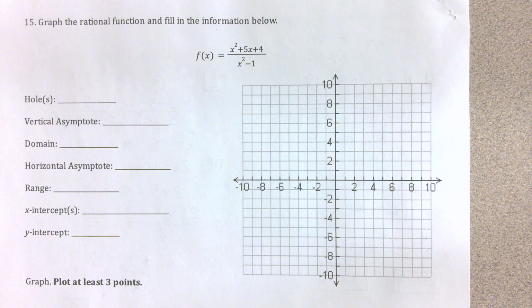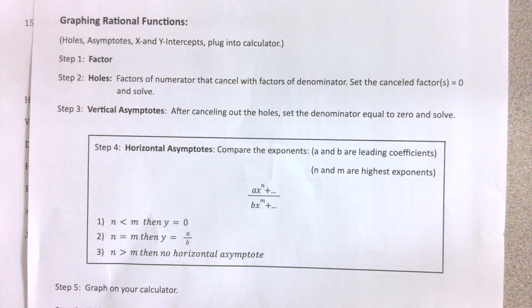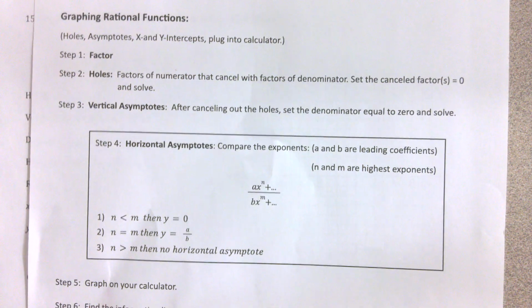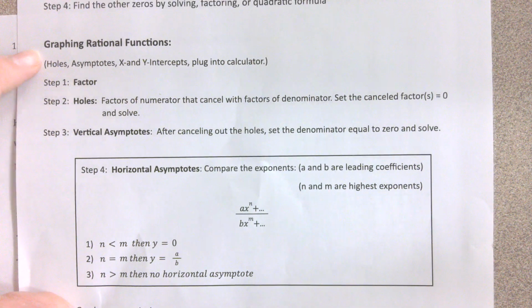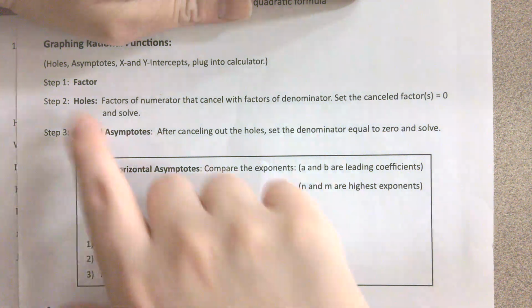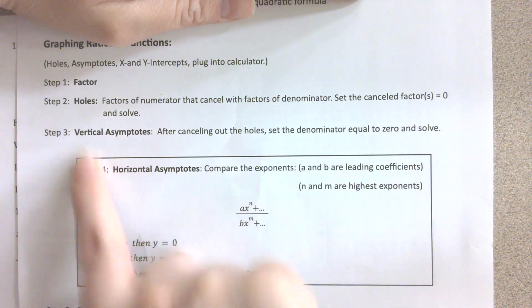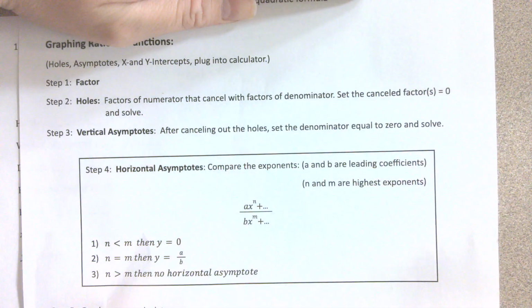And some of this information will be given to you on the benchmark. Let me show you specifically what. On this sheet that we gave you to help you with these steps, we're going to give you this here. So basically what you can see on the screen right now, that information will be given to you. We'll tell you to factor, we'll tell you about the holes, we'll tell you how to find vertical asymptote, and then we'll tell you how to find horizontal asymptote. So I will be using this as I go.